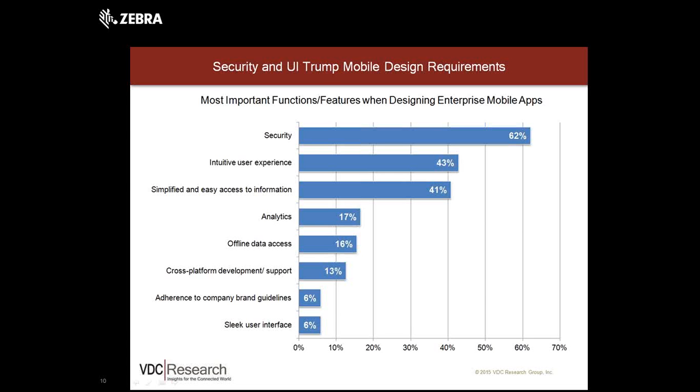As people look at what's really important in features and functionality when designing mobile applications, the top 3 are really around security, providing an intuitive user experience, and simplified and easy access to information. And really, at the end of the day, that's what everybody wants out of their technology, especially in an enterprise environment, especially with a device in the hands of a worker. You want to be assured that it's secure, that the user experience is unmatched, and that it's simple and easy to integrate into existing systems and applications or environments.